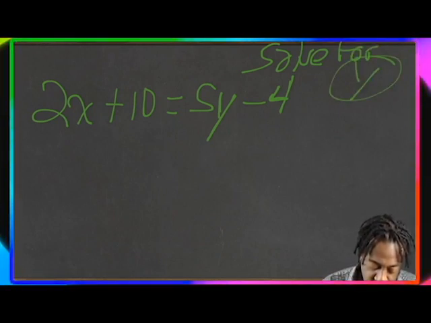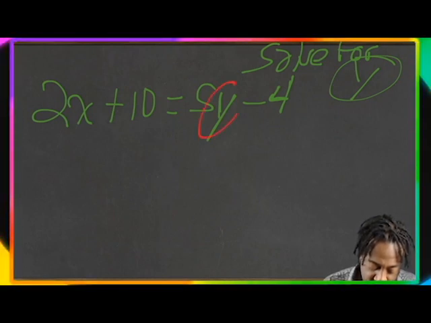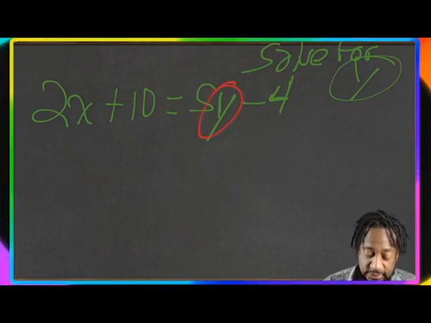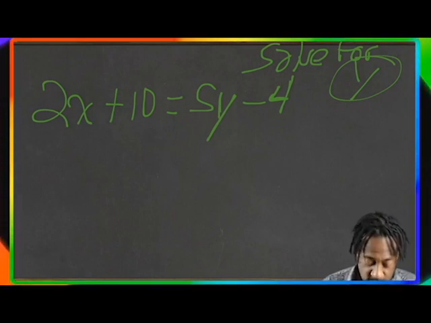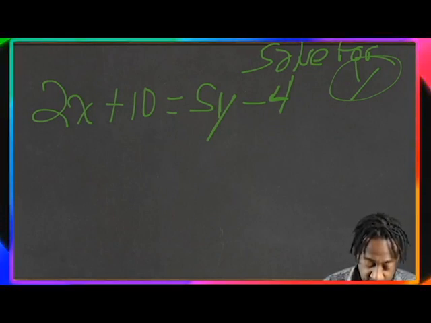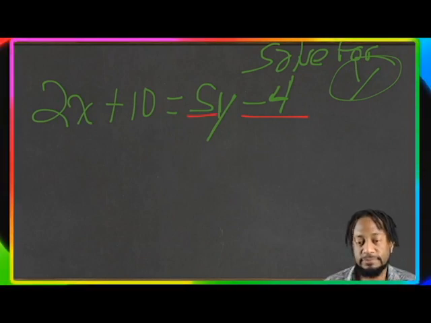We have 2x plus 10 is equal to 5y minus 4. They're going to tell you to solve for y. Where is y? Let's change the color this time so we can see it. Y is here. All right. Go back. So what are we going to get rid of? We need to get rid of this -4 and this 5.